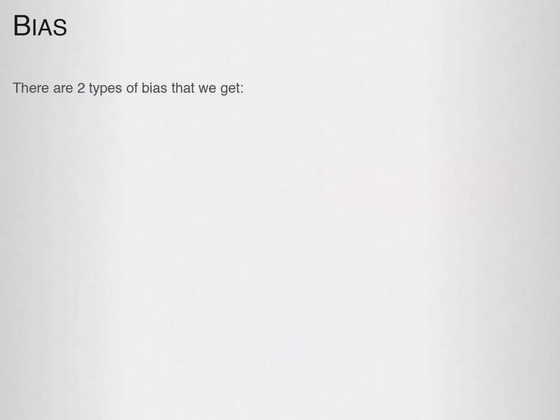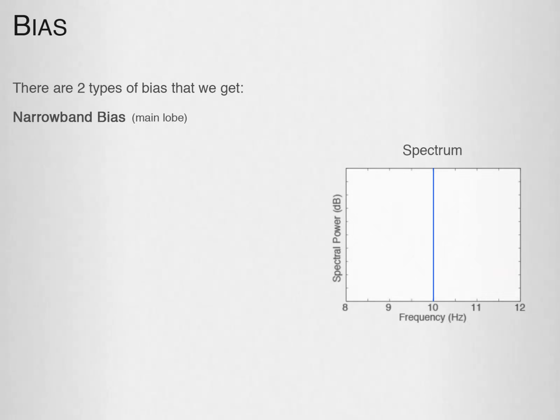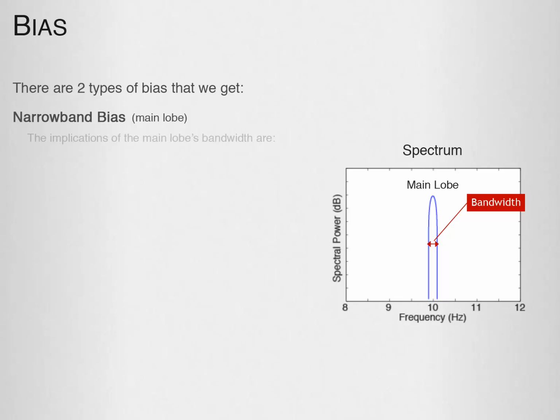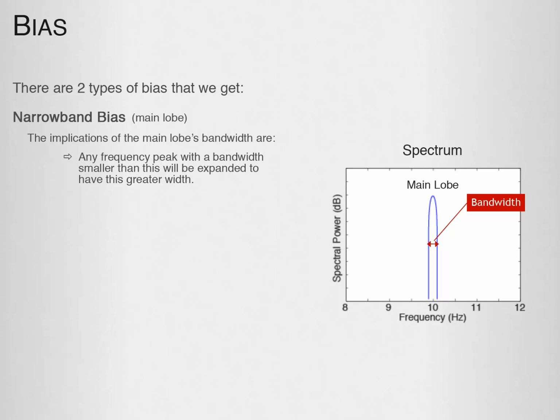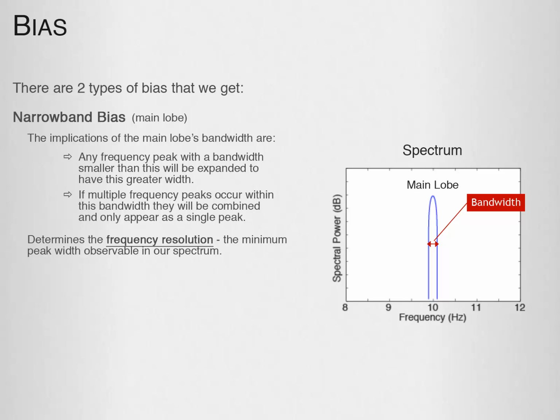There are two types of bias that we get. First is narrowband bias and is caused by the main lobe. The ideal spectrum is a perfectly vertical line, but with the periodogram, the main lobe has bandwidth. The implications of the main lobe's bandwidth are any frequency peak with a bandwidth smaller than this will be expanded to have this greater width. And if multiple frequency peaks occur within this bandwidth, they will be combined and only appear as a single peak. This determines the frequency resolution, which is the minimum peak width observable in our spectrum.